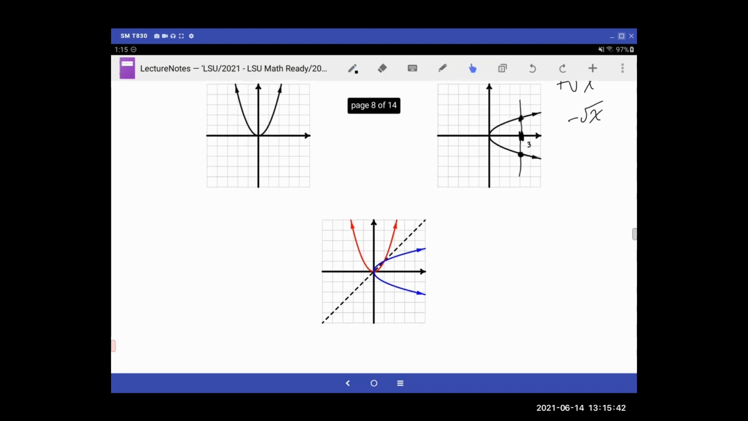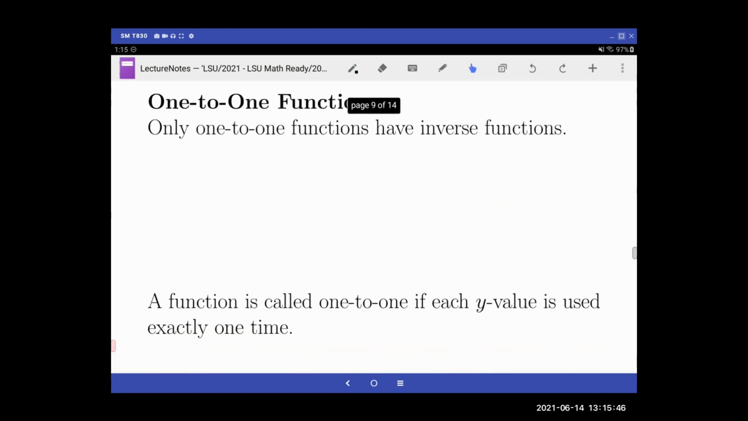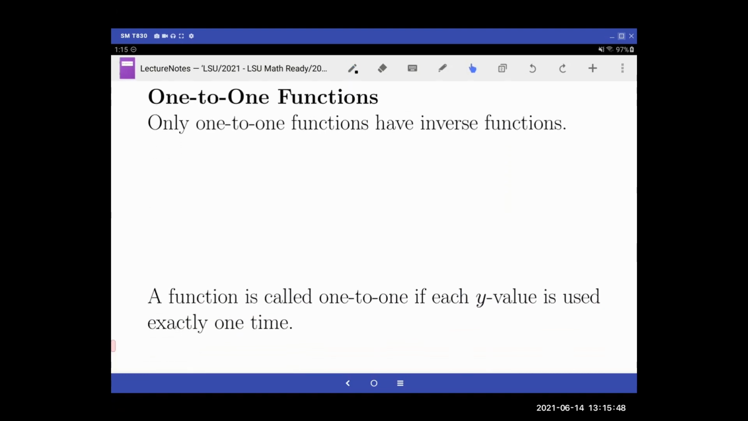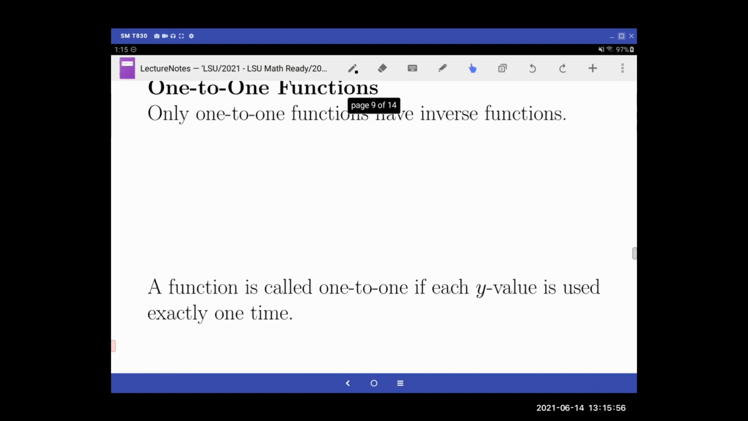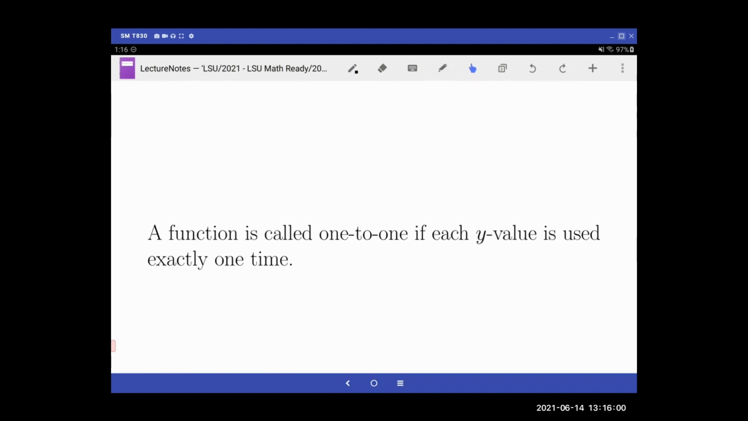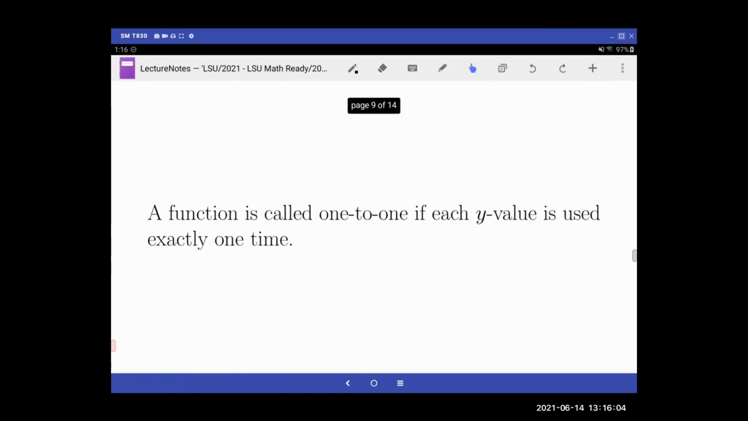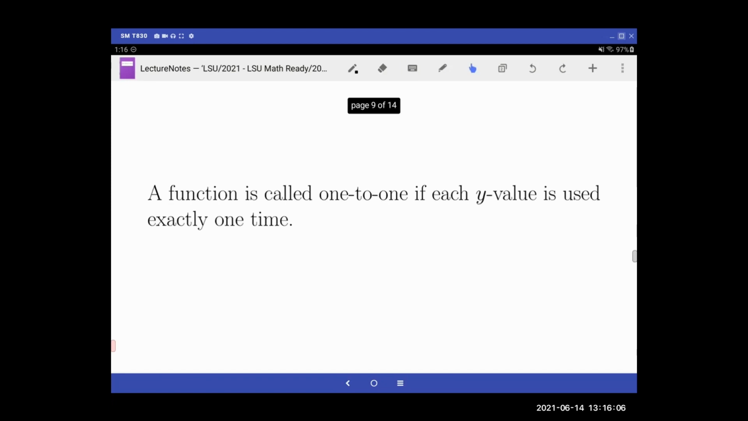All right, so that's inverse functions and some stuff about that. Let's talk about one of the criteria for having an inverse function: the original function needs to be 1-to-1. Only 1-to-1 functions have inverse functions. They may have an inverse, but not necessarily an inverse function. A function is called 1-to-1 if each y value is used exactly one time.